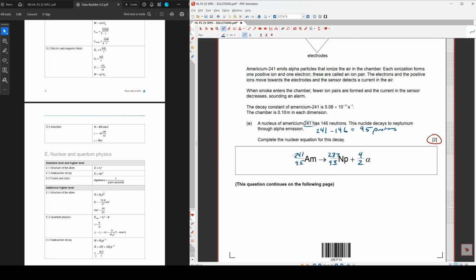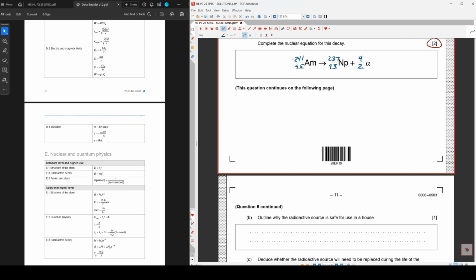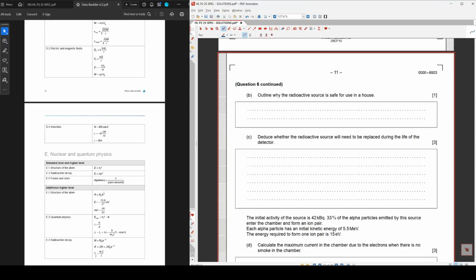Okay, so you've got to know what an alpha particle is, and know what the top left and bottom left numbers are. Make sure you know that stuff. The rest is a little more exciting.